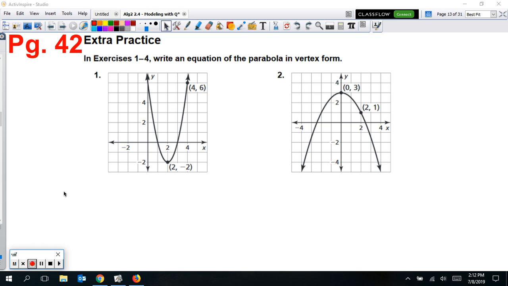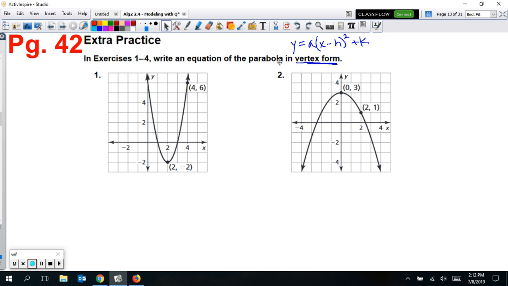Okay, so on page 42, 1 through 4, it says write an equation in vertex form. So here we're given the parabolas on the graphs. We're trying to write it in vertex form, which is this form here where we can see a, h, and k. Remember, x and y are going to always be the letters in your answer, but your numbers are going to fill in for a, h, and k.